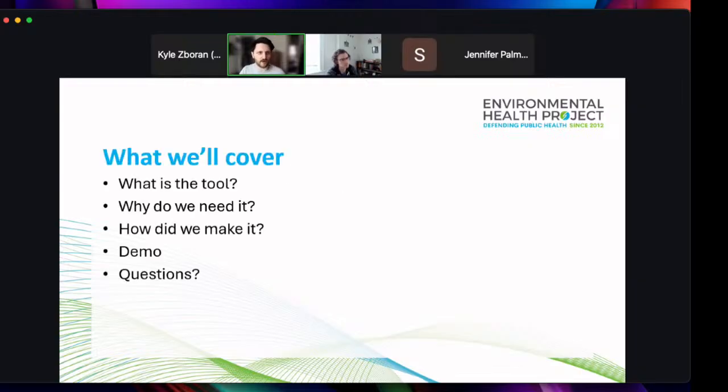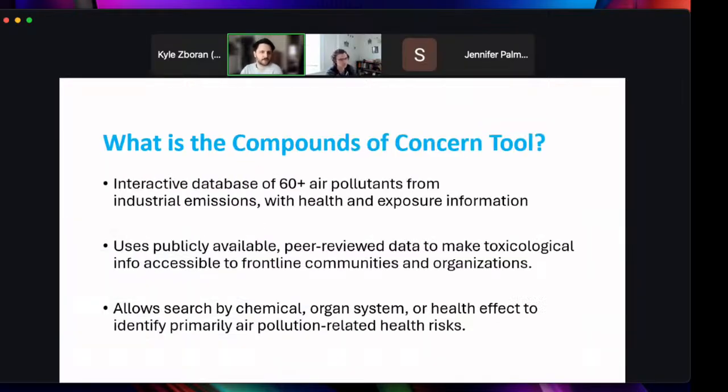So what we'll cover: what it is, why we need this tool, how we created it, our methodology. I'll do a demo and then any questions about it. So what is the Compounds of Concern tool? It's an interactive database of now over 60 air pollutants, mainly from industrial emissions, with the health and exposure information appended to it for easy access.